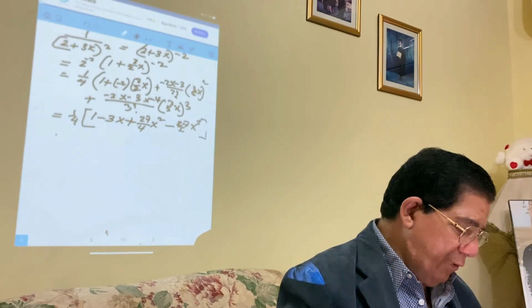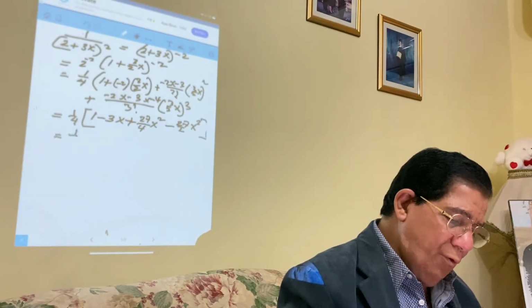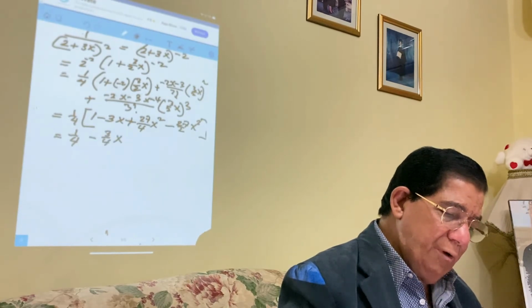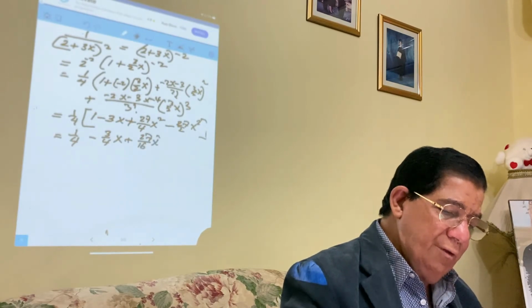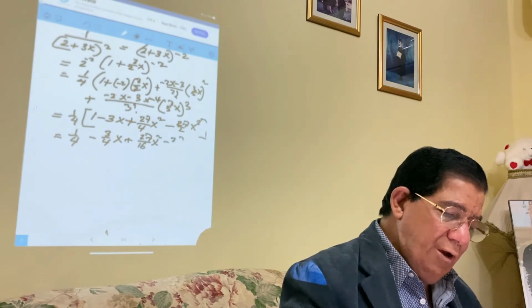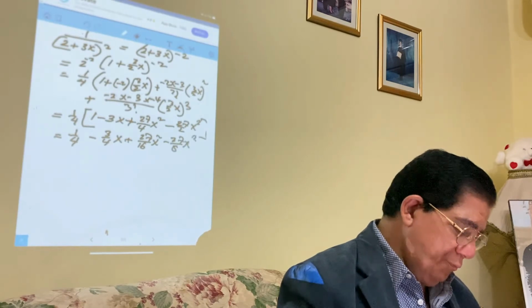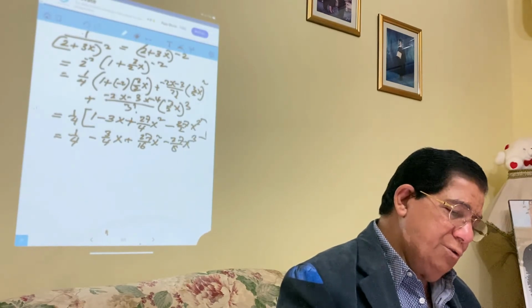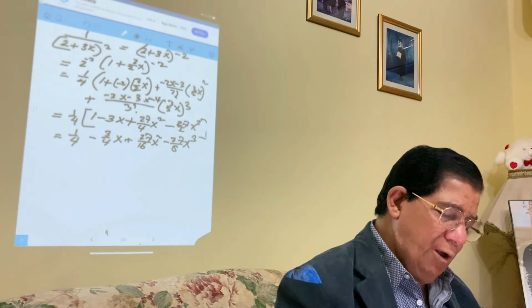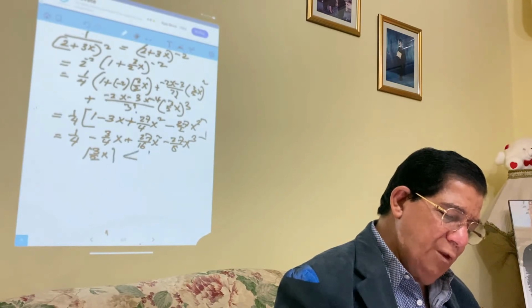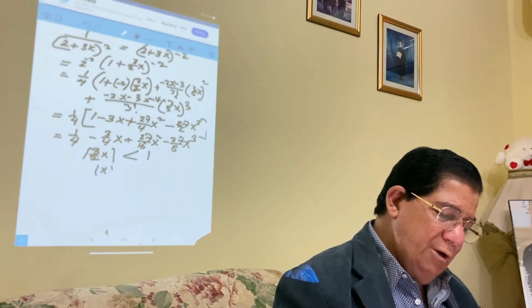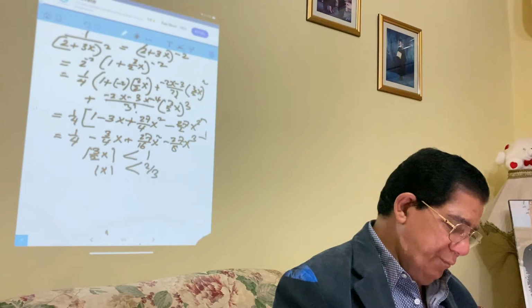Multiply times 1 over 4, gives 1 over 4 minus 3 over 4 x plus 27 over 16 x squared minus 27 over 8 x cubed. When is this expansion true? When modulus of 3 over 2 x is less than 1, which means modulus x less than 2 over 3.